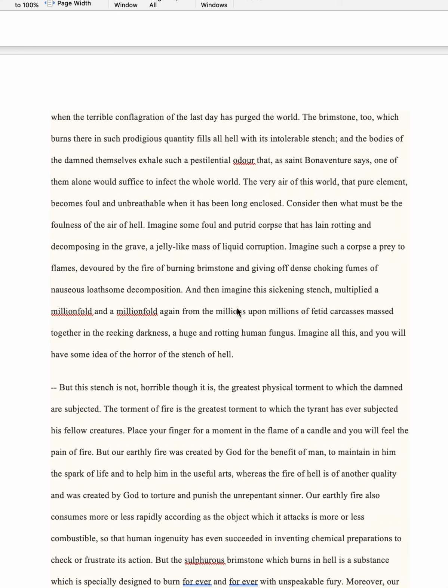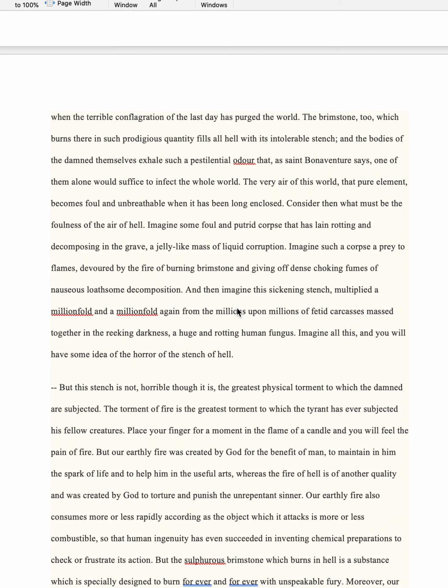All that is extremely good diction. Not only are we describing what things smell like, we're also describing what they look like. And this whole paragraph is almost nothing but description.